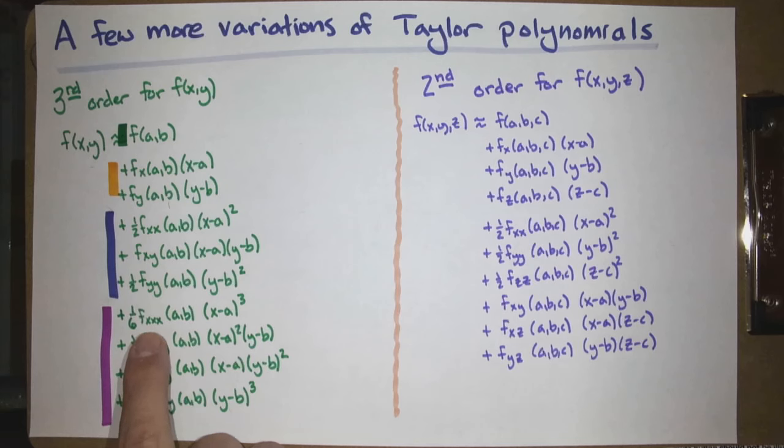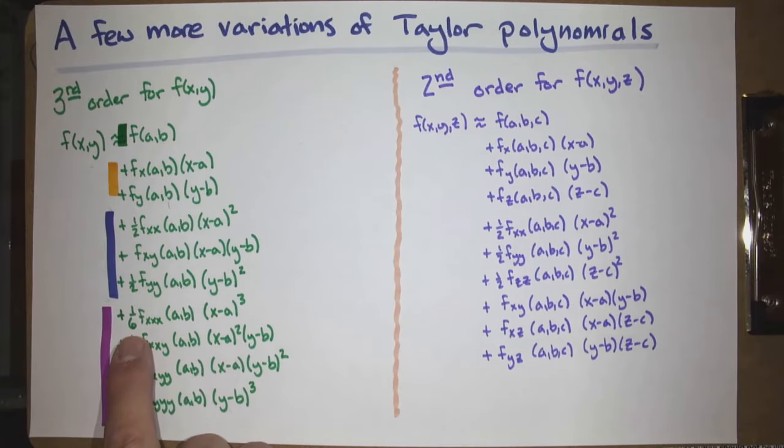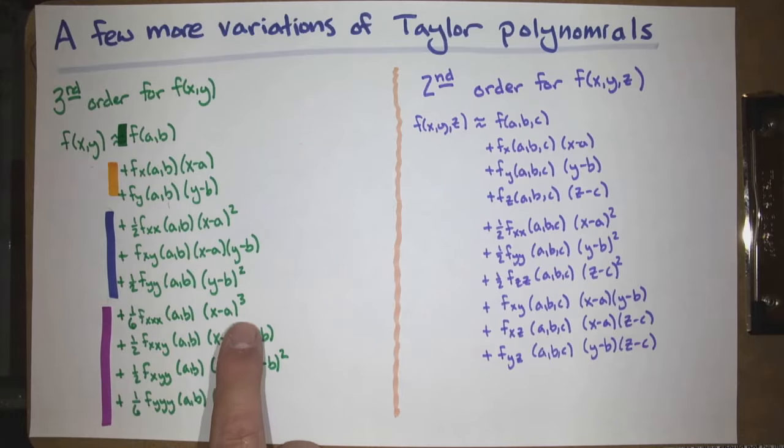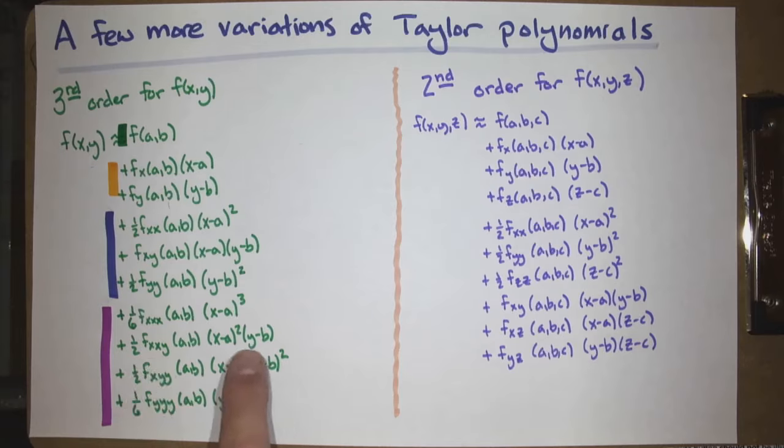So you'll see like this f_xxx, there's an x cubed. Why do you need a 1/6? The 3 comes down, the 2 comes down, the 1 comes down. For x, x, y, you have an x squared term and a y term. Why do you need the 2? The 2 comes down, a 1 comes down, and a 1 comes down.